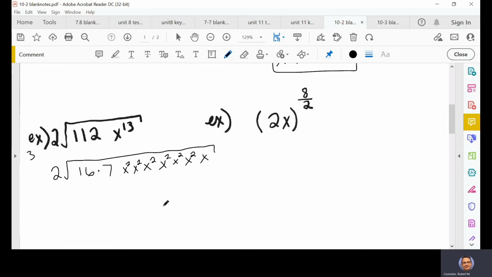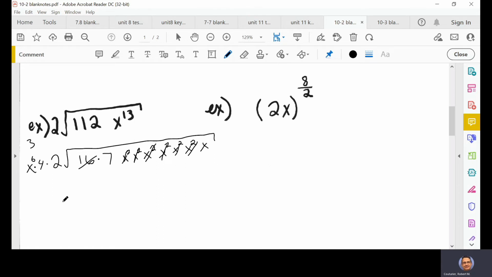And now we start doing our simplification, right? All right, we can take the square root of 16. That is a 4. So the multiplication comes outside. Now, how many groups of x's are we going to cancel out here? We're canceling 1, 2, 3, 4, 5, 6. X to the 6th power. And yeah, guys, this is all being multiplied. Let's simplify. What's left?